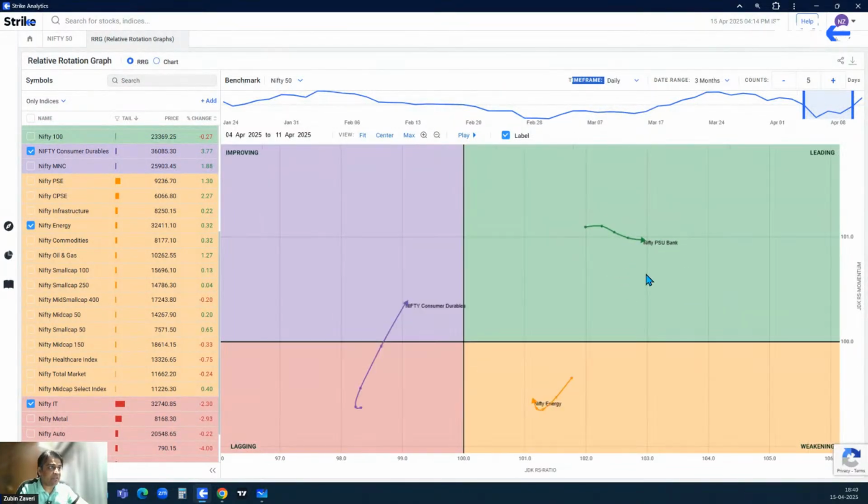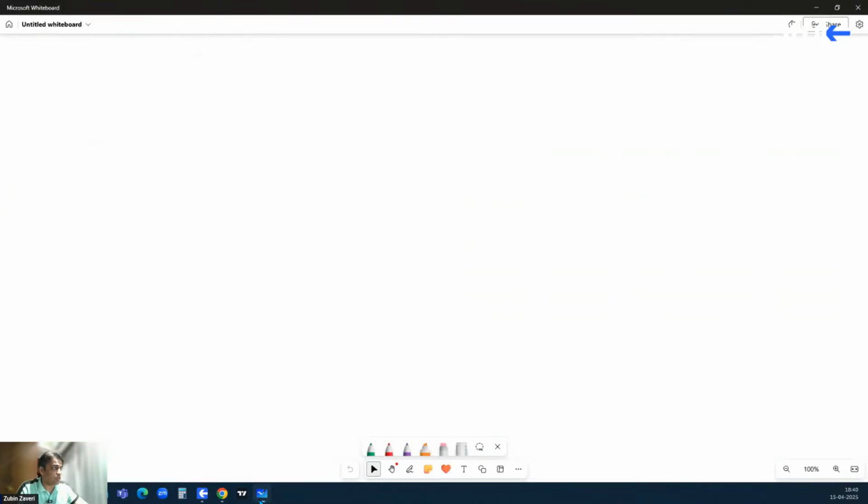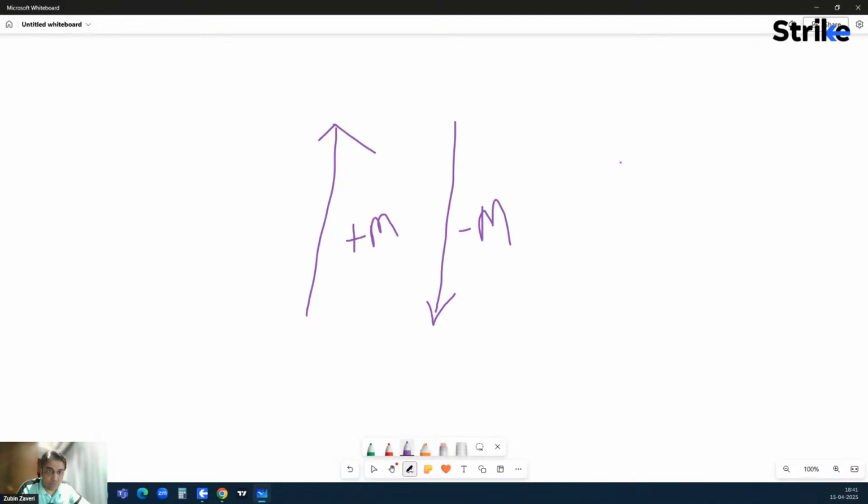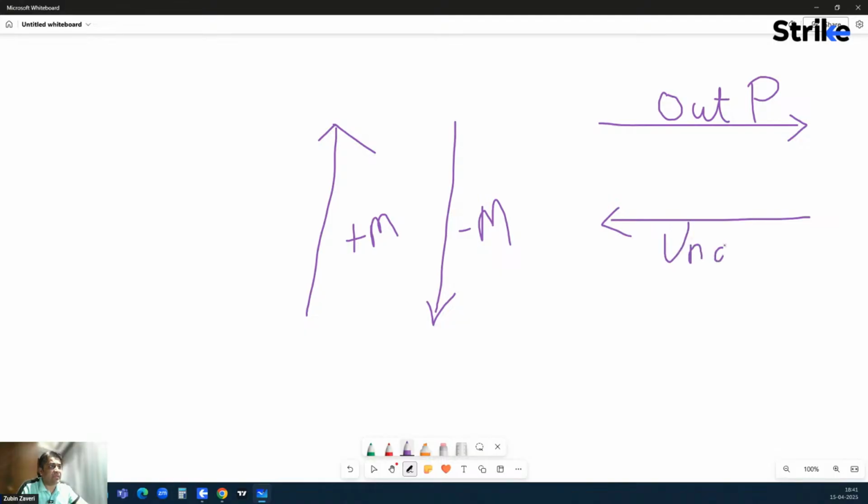Did you understand? What we want, my friends, is this: the good case scenario is if the arrow is sloping up, meaning the momentum is improving. If the arrow is sloping down, the momentum is going down. If the arrow is sloping right, it is an outperformer. And if the arrow is sloping to the left-hand side, it can be an underperformer.